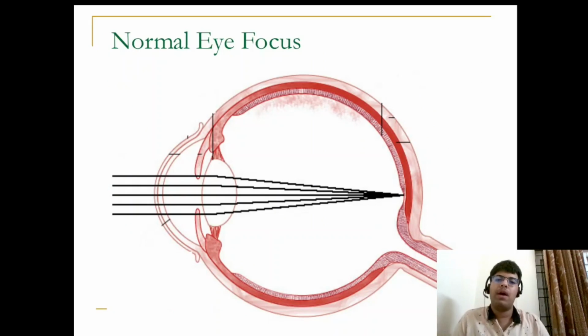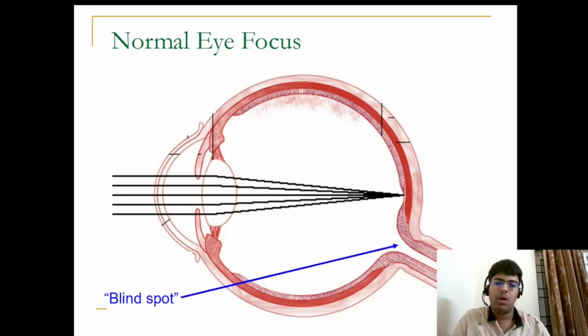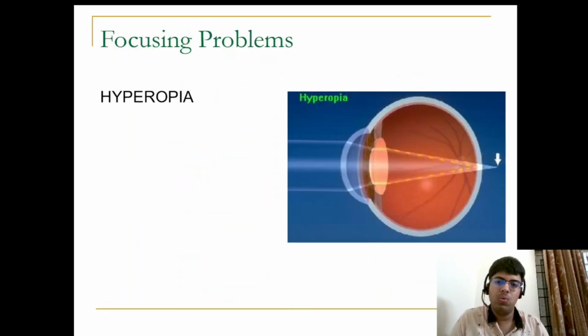Next is the normal eye focus. This is how the normal eye focus looks, where the light enters the lens, then it converges and makes a proper focus at the end of the eye. That is the blind spot for us, marked with the blue.